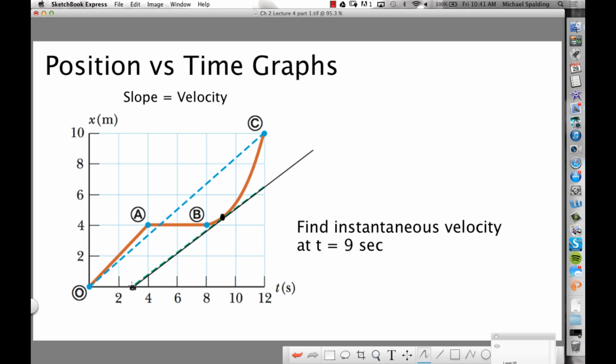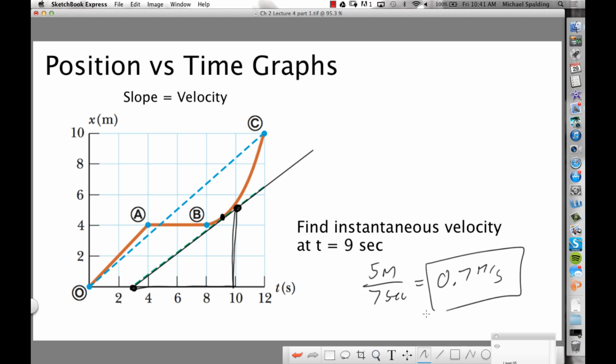All right, so I'm going to go this point and this point. I'm going to use those 2 points to take the slope. So the rise is about 5. That's going to be 5 meters over 7. So that comes out as about 0.7. Right? Okay, any questions on position time graphs?